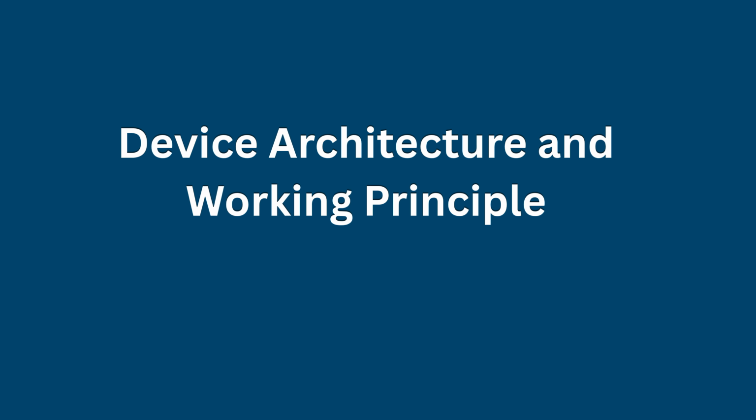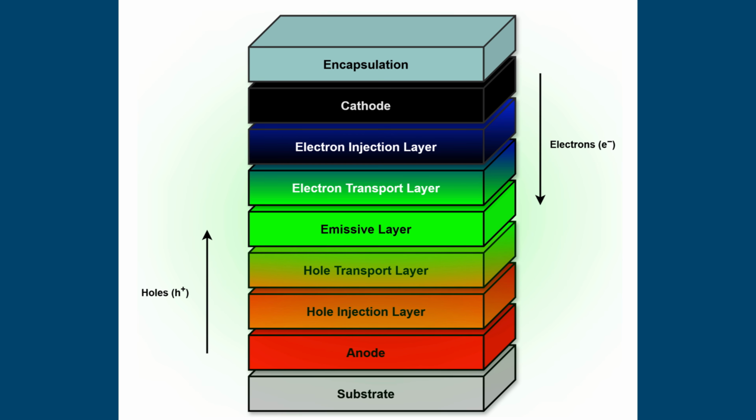Device architecture and working principle. A typical OLED consists of multiple nanometer-scale layers, including electron injection, electron transport, emissive, hole transport, and hole injection layers. Efficient device operation requires careful alignment of energy levels and balanced charge transport properties.